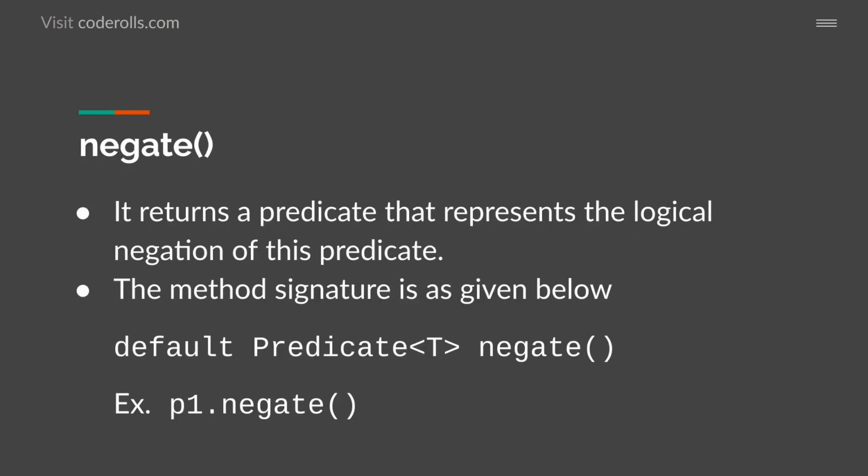Now we will see the negate method. Negate means logical negation. So the negate method will return a predicate that represents the logical negation of this predicate. Now, if I have a predicate P1 and I have invoked the negate method on P1, the returning predicate will represent the logical negation of P1 as I have given in the example. So let's see its example in Eclipse and you will understand it better.